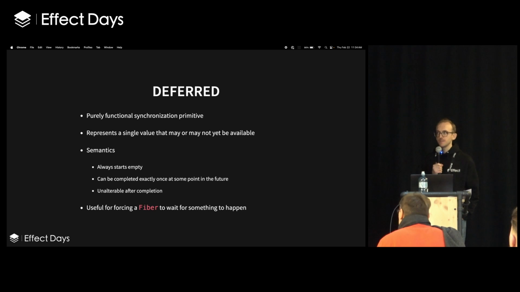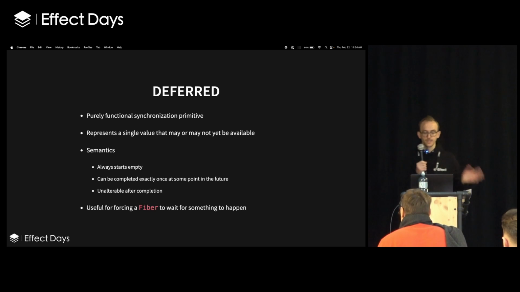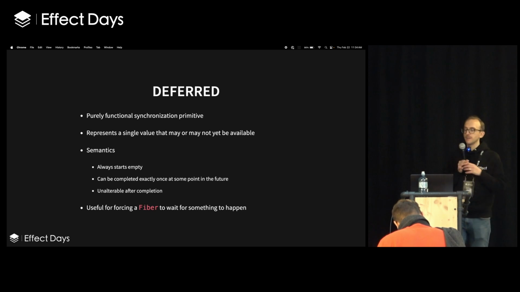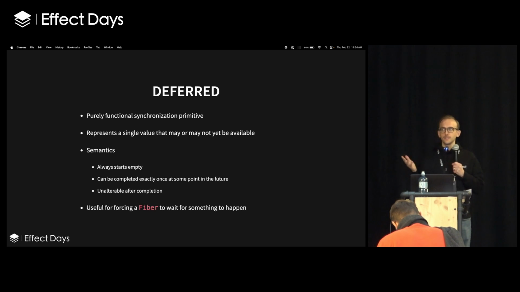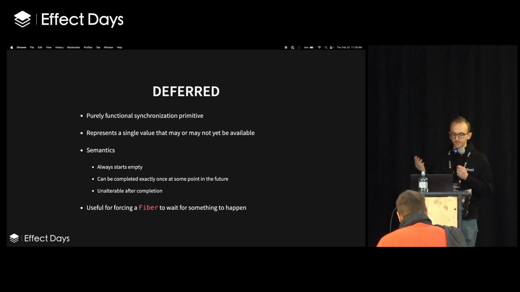But if we take a look at the data type semantics, a Deferred always starts empty. It can be completed exactly once at some point in the future. And after it's completed, it's unalterable. We can't change the value of a Deferred after we've completed it. But why is it useful for fiber synchronization or coordination? Or why are we even talking about Deferred in the context of fibers at all? Deferred is extremely useful for forcing fibers to wait for something to happen elsewhere in an effect application. And we can propagate information between fibers with Deferred as well.